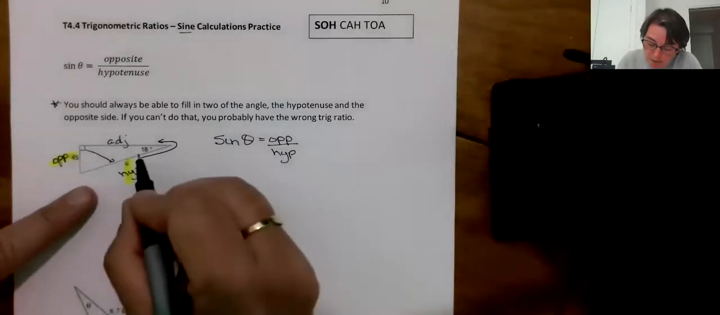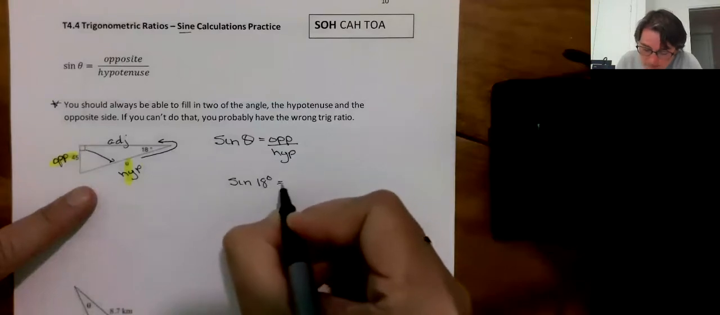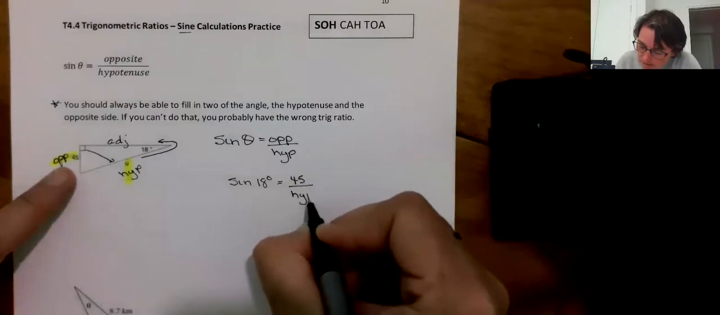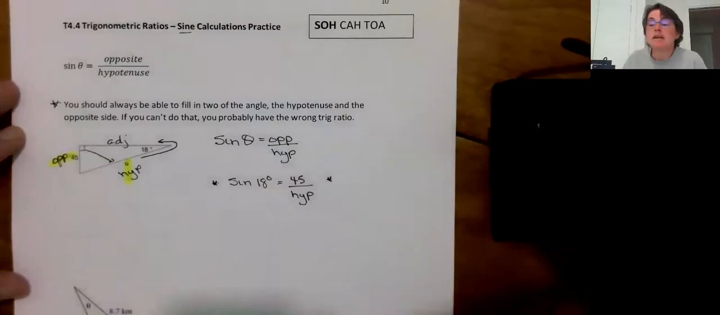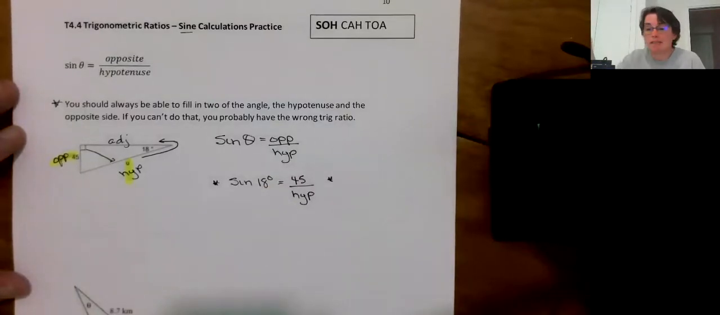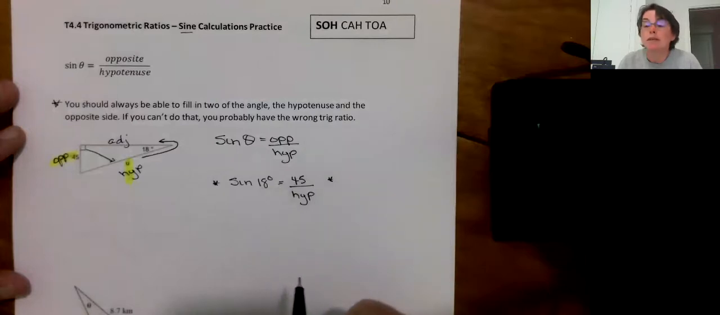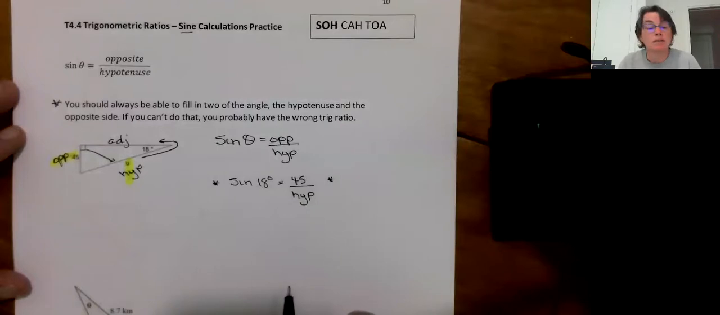Now let's see what we got. We have a degree. So sine 18 degrees is equal to my opposite side, which is 45 over my hypotenuse. All right, this is one of those signposts or checkpoints. That's the word I'm looking for that I use. When I write this part, I need to have only one unknown left. So I have my angle, I have my opposite side, I'm looking for my hypotenuse. So I have two numbers out of three, so we're good to go.